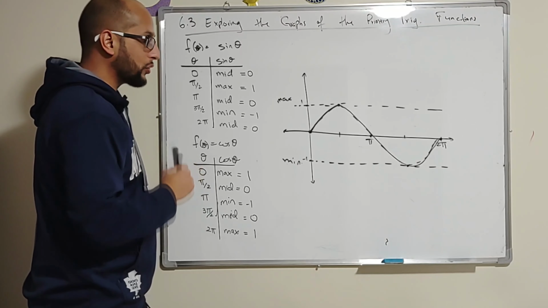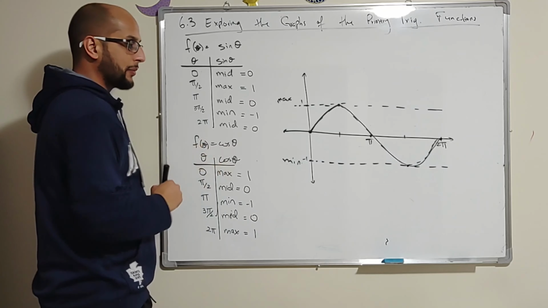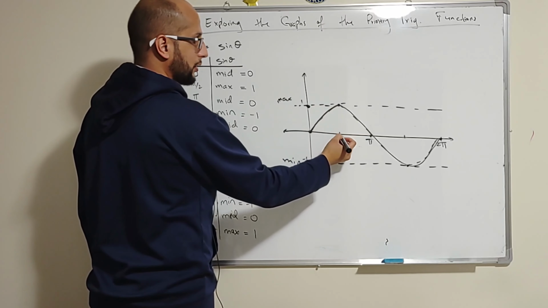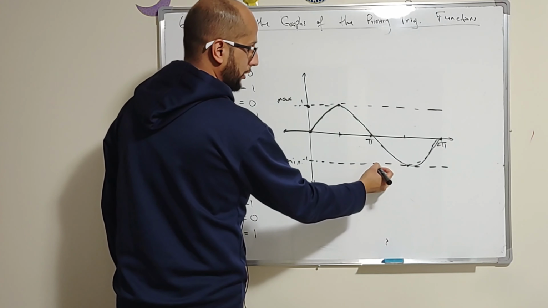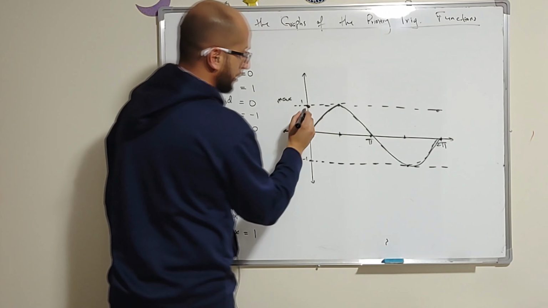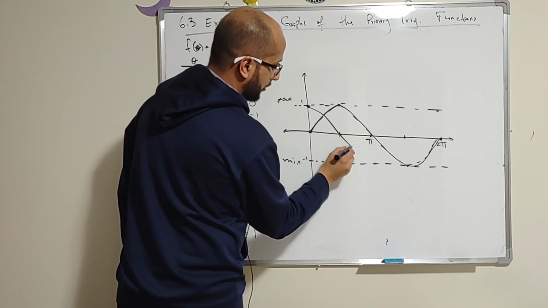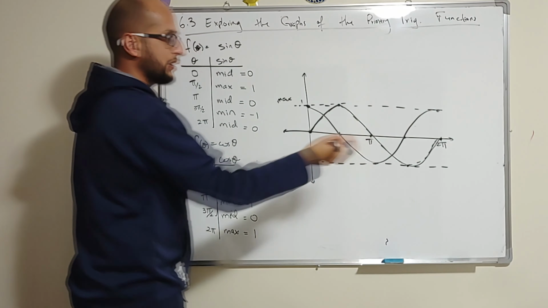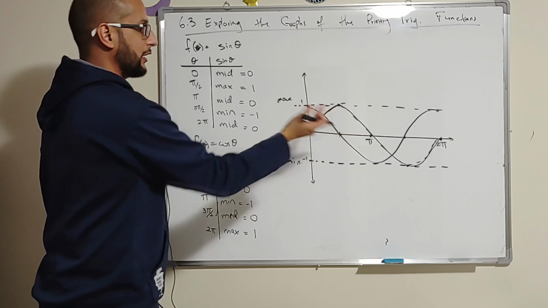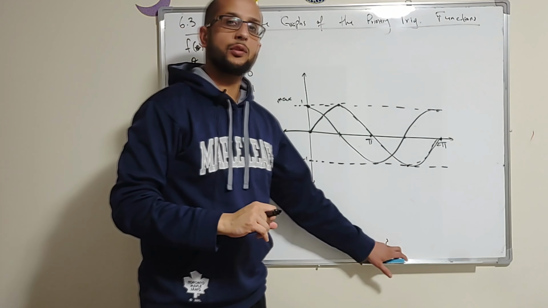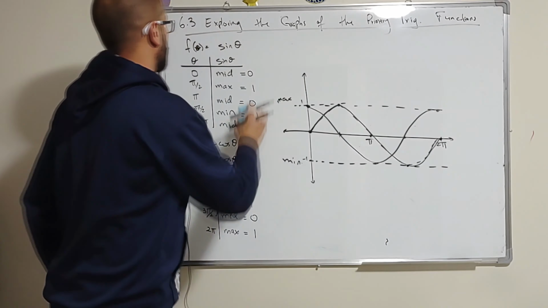To find the cosine theta function, same idea, except that we start at the max. From the max, go to the middle, down to the minimum, up to the middle, and then finish off at the max. Connect the dots. And you can see that it's the same function, just shifted slightly to the right or left, depending on where you start. Now let's combine these with the tan function.